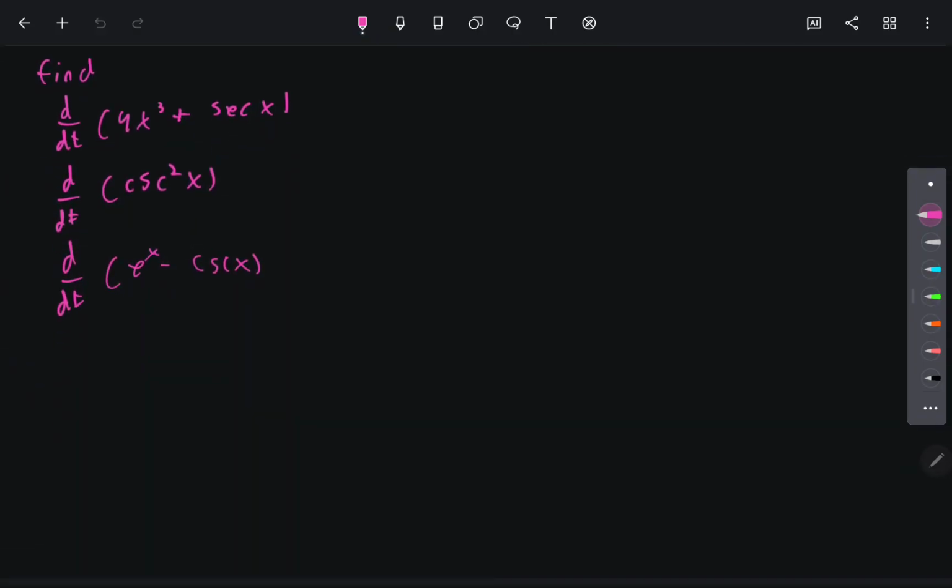So now we are going to use some practice problems. The derivative of 4x cubed, that's 12x squared. The derivative of secant, well, that is going to be just secant tangent. Secant x, tangent x. And that's our answer.